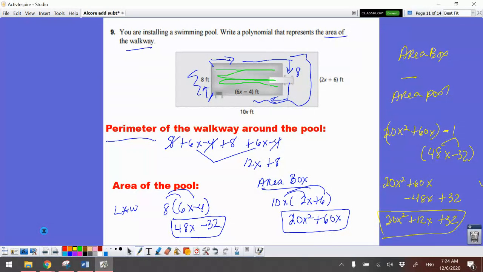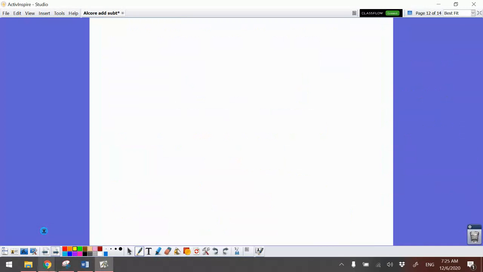So you can see how we can use polynomials to kind of figure out perimeters, areas, that kind of thing. All right, you're going to go ahead and get started today. Reach out to us if you're struggling. We're going to be moving on tomorrow to multiplication.